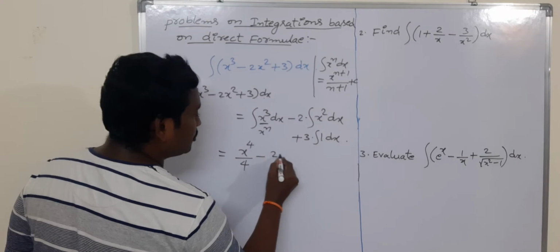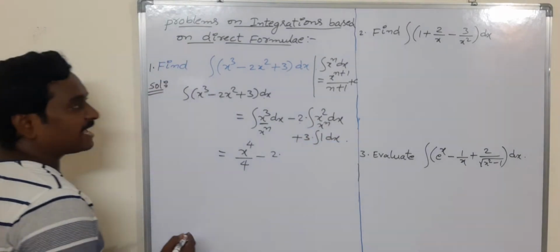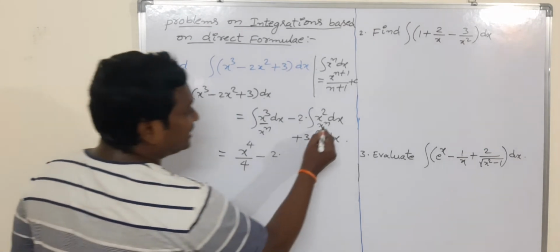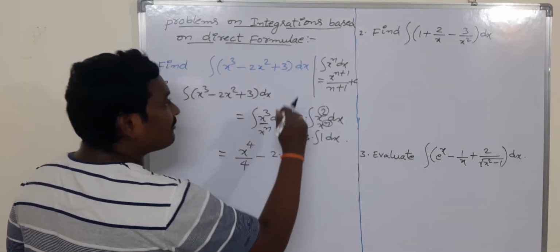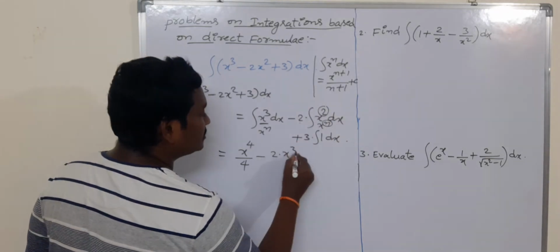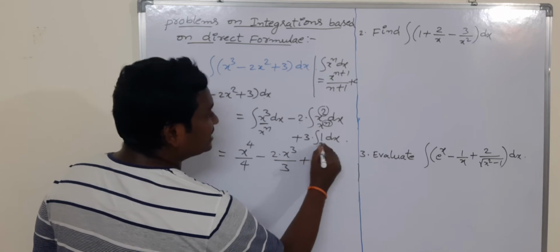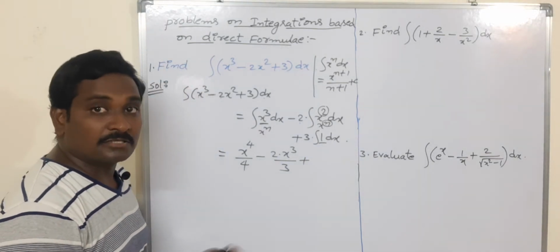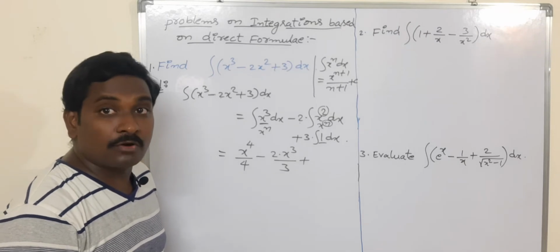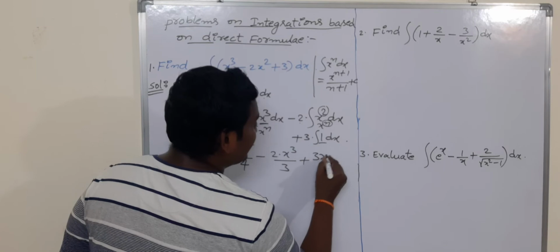Minus 2 is there. The second term is also in the form of x power n, but n is equal to 2. So you will get x power 2 plus 1 by 2 plus 1, which is x cube by 3, plus, what is integral 1? Integral 1 is a direct formula. Integral 1 dx is x. The derivative of 1 is 0, but the integration of 1 is x. So you will get 3x.